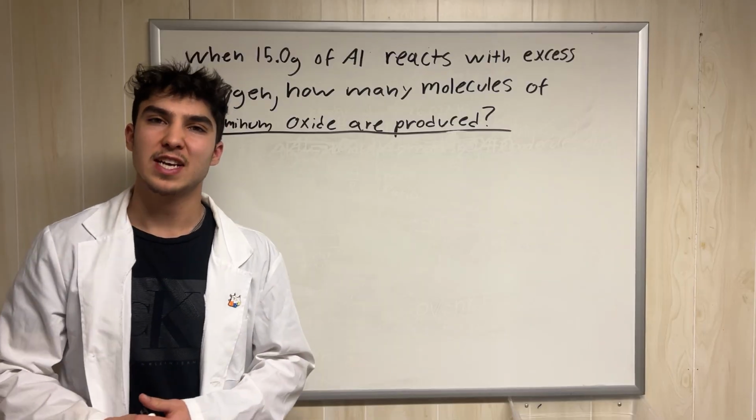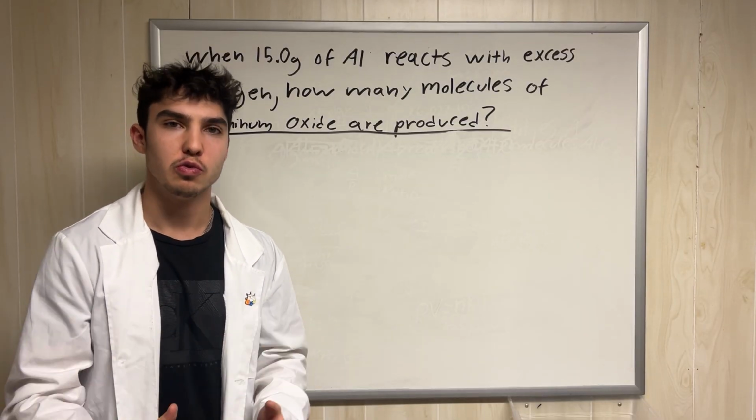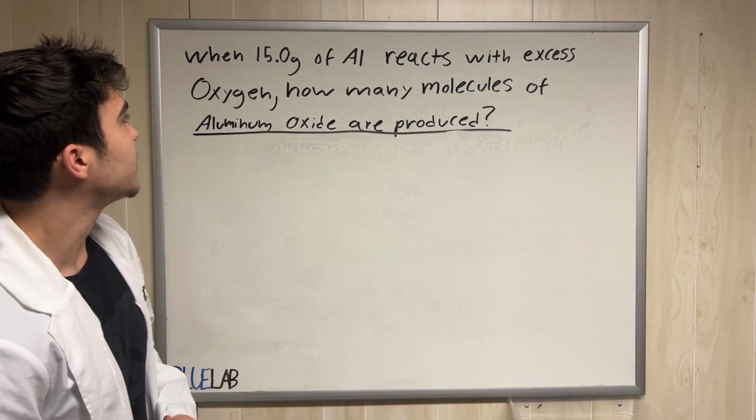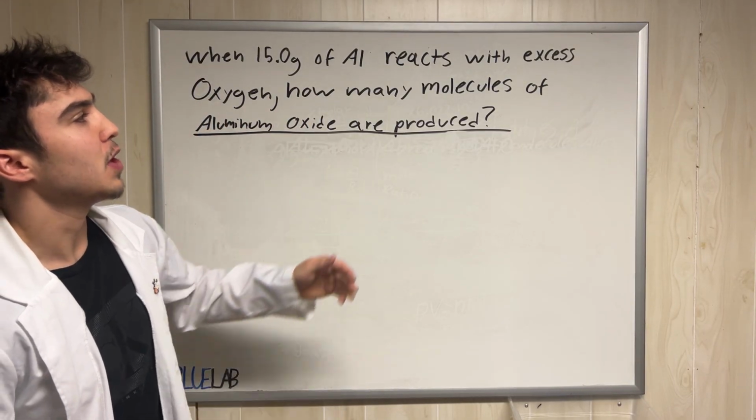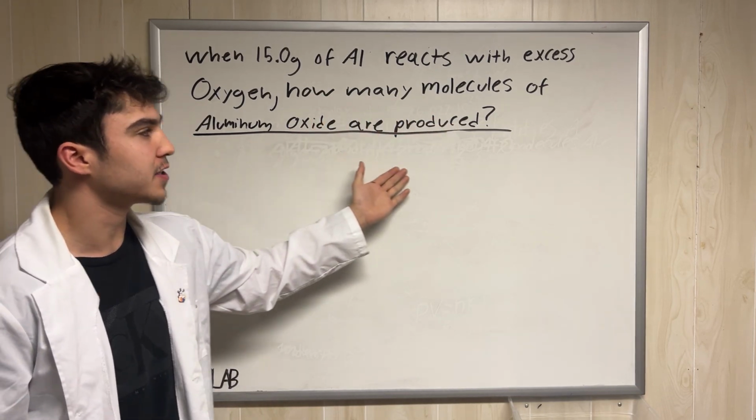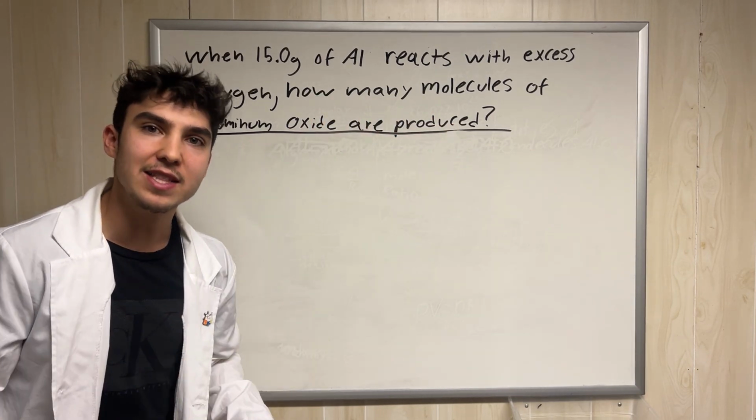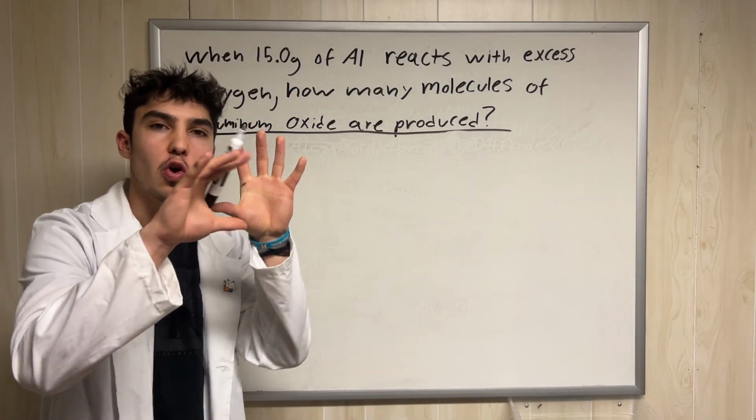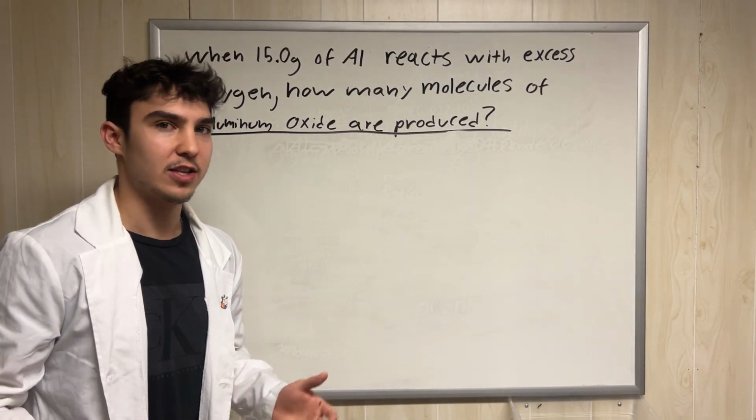So now let's go through an example of how we're going to actually use the mole map in a real chemistry problem. First, our question reads, when 15 grams of aluminum reacts with excess oxygen, how many molecules of aluminum oxide are produced? Before we do anything else, let's first write out our mole map conversions that we're going to do. Let's draw a little journey for ourselves that we're going to take to solve this problem.